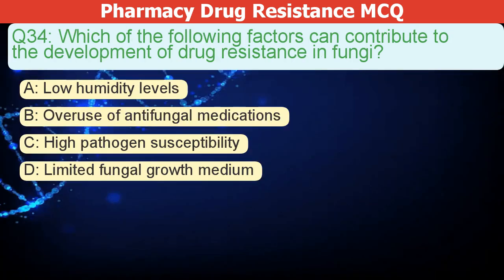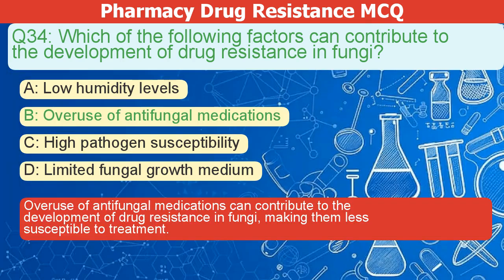Which of the following factors can contribute to the development of drug resistance in fungi? A. Low humidity levels. B. Overuse of antifungal medications. C. High pathogen susceptibility. D. Limited fungal growth medium. The correct answer is B. Overuse of antifungal medications can contribute to drug resistance in fungi, making them harder to treat.